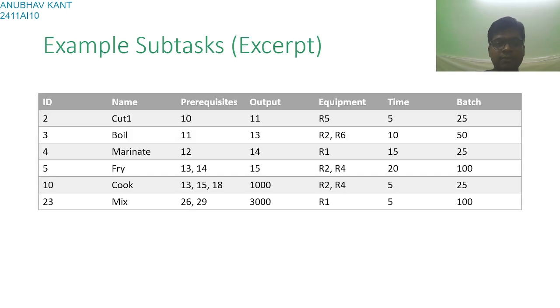And now suppose we have example subtasks. It is an excerpt from all the subtasks present in our input.dg file, as you can see here. Note down the time here. We shall be proceeding with the calculations.